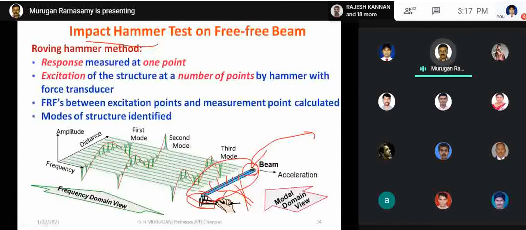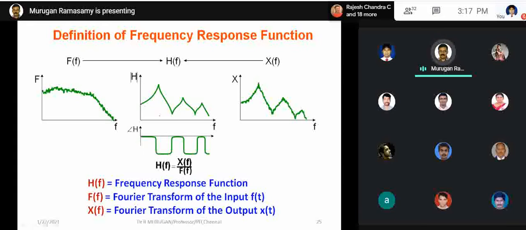So in this experimental modal analysis, what will be the output? The output is called a frequency response function. So what is the frequency response function? We have to understand. The given input is an excitation, right? So a force is given. And what is the response? We are measuring the amplitude of vibration by using the accelerometer. Now what does frequency response function mean? It is the ratio of the response to the excitation. Response to the excitation is called a frequency response function.